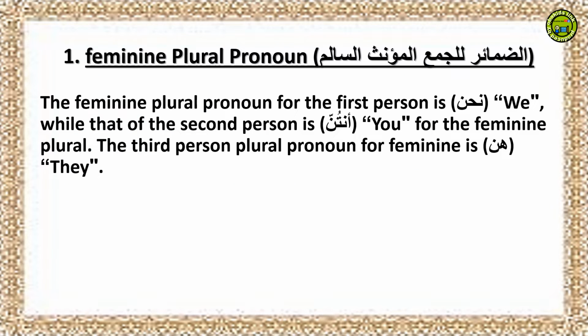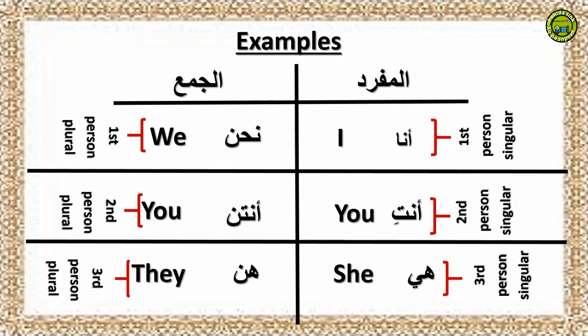1. Feminine plural pronoun, الضمائر للجمع المؤنث السالم. The feminine plural pronoun for the first person is نحن, we, while that of the second person is أنتن, you, for the feminine plural. The third person plural pronoun for feminine is هن, they. Here we have some examples.